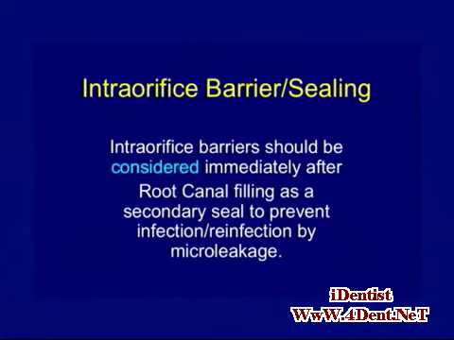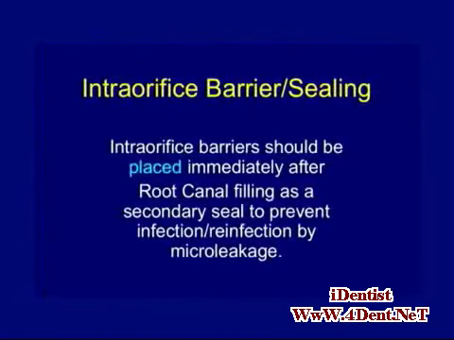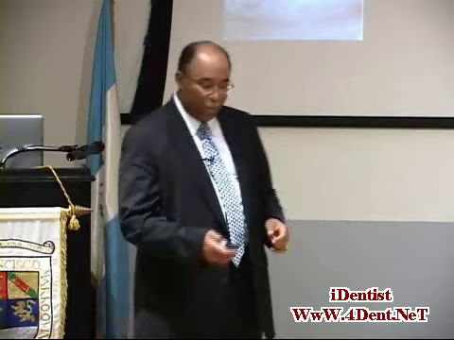So these barriers should be considered. We have some literature to support this idea. This is just another case in which root canal treatment is initiated. There's an apical radiolucency. The diagnosis was a necrotic pulp, chronic apical periodontitis. The working length is shown.